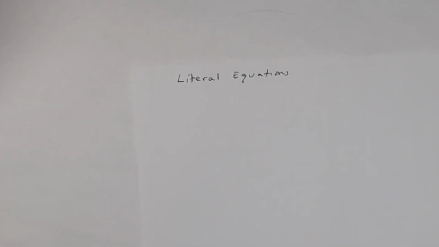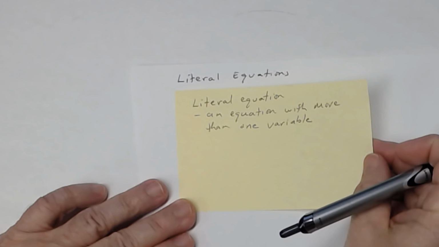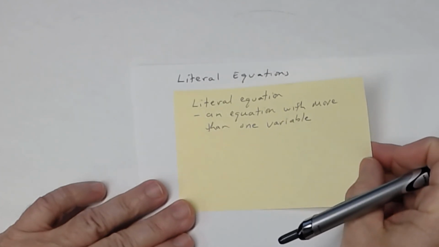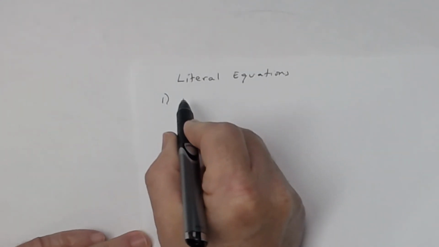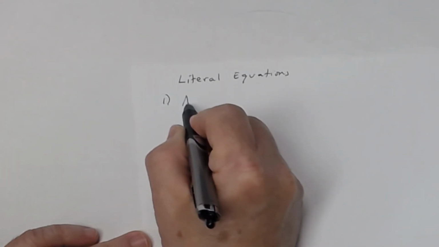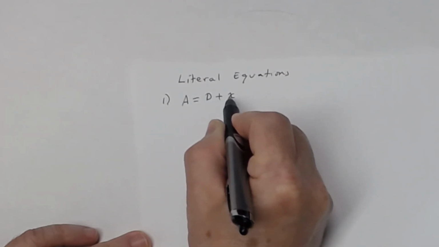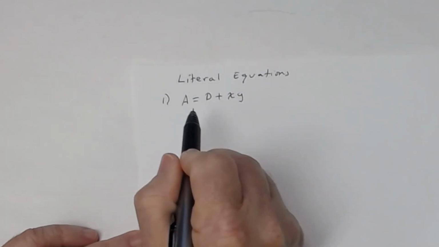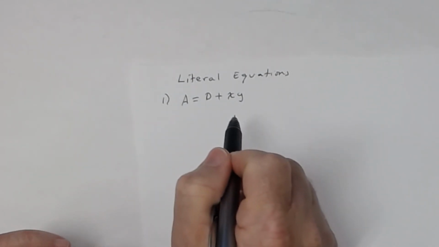All right, so we're going to look at solving what's called a literal equation. A literal equation is an equation with more than one variable. So for example, let's look at number one. Here is an equation with more than one variable. We have A equals D plus XY. So we have this equation, and there are actually one, two, three, four variables.